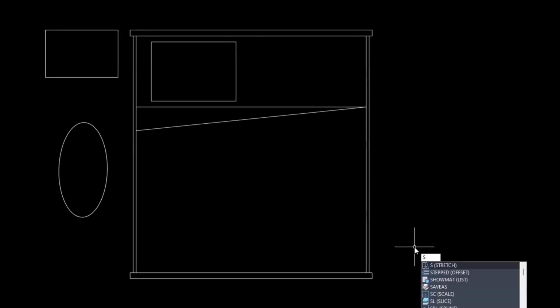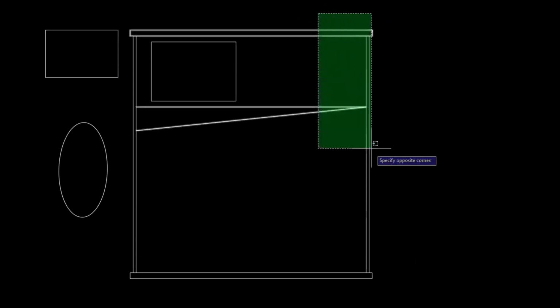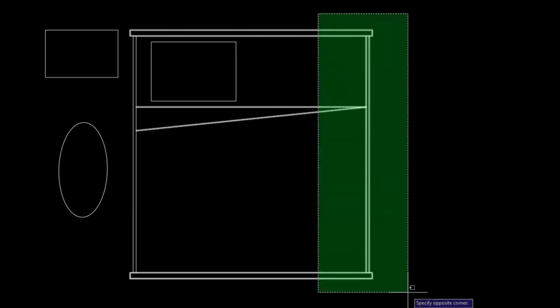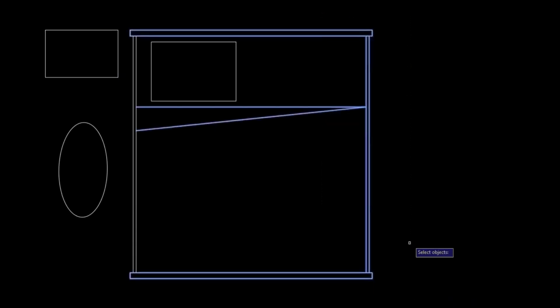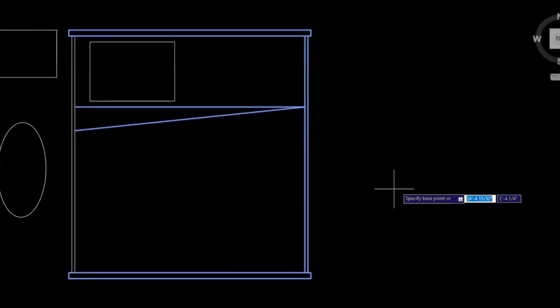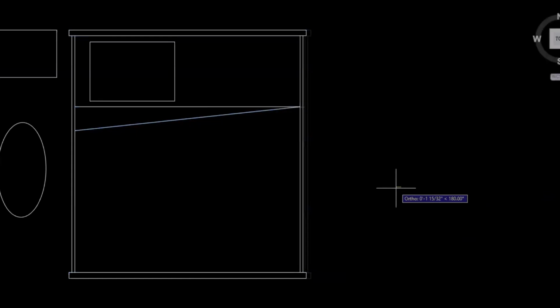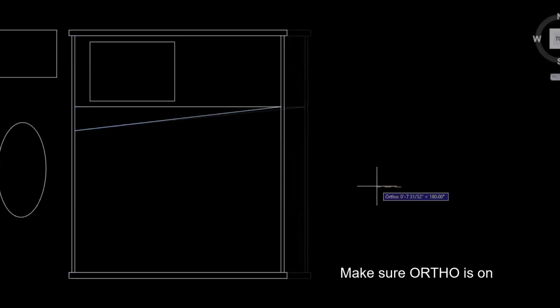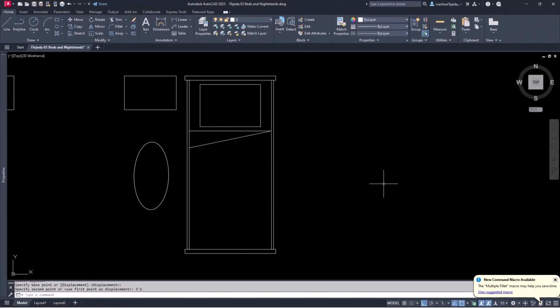Type S and enter. I know it has to be a crossing window, and I know I have to use the implied crossing window. However, if I type C and enter, it will give me a crossing window no matter what direction I go. And I like that because now I can come up here and click, and then I can come down here at the opposite end and give that a click and enter. And now I'm just going to select a point out here in space, move it to the left, and type in the value, 3 feet 2, and enter. And that gives me the bed size that I need.